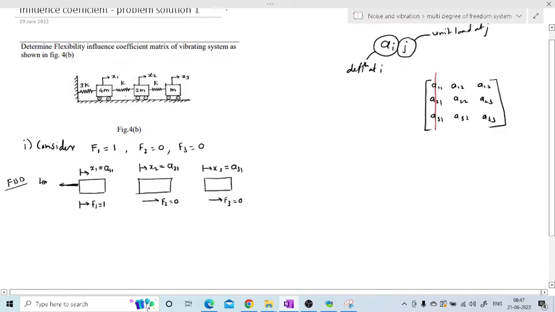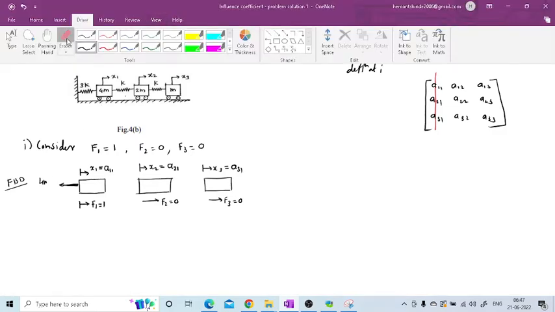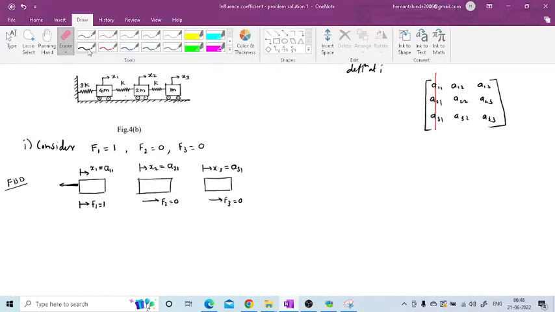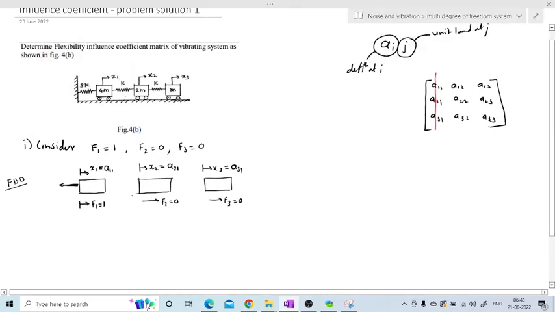Spring stiffness, spring force is K into X. So K means stiffness. So what is the stiffness? They have given, just check, the stiffness is 3K. So stiffness into its displacement, and its displacement is here, just see x1, and x1 is nothing but A11. So K A11. Okay, now for the second case, see in earlier videos we have seen this FBD.